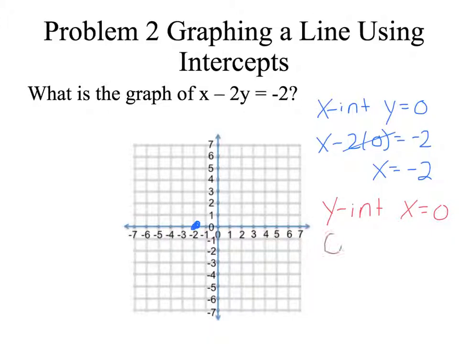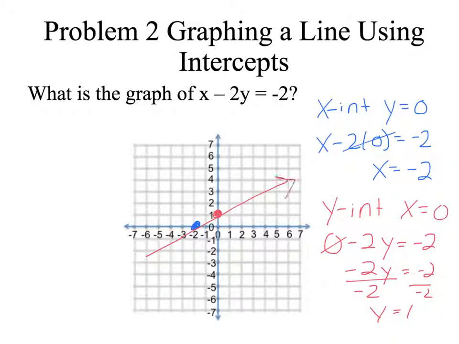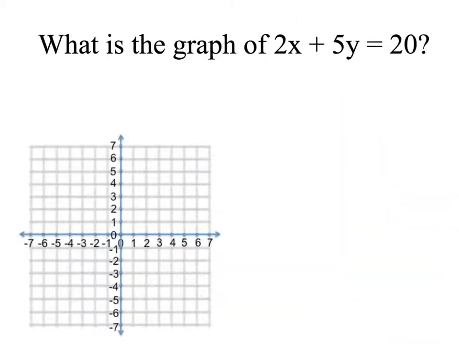So this time we have 0 minus 2y equals negative 2. So 0 cancels out. We have negative 2y equals negative 2. Divide both sides by negative 2, and you get y equals 1. So the y-intercept is 1. So then you just draw a line between those 2 points, and that's your equation. Okay, that's it. Alright, one more like that.